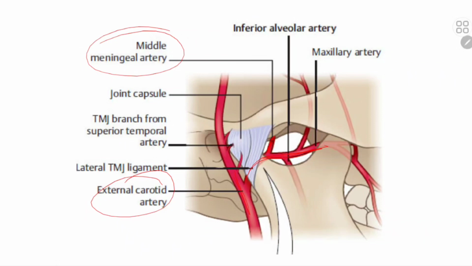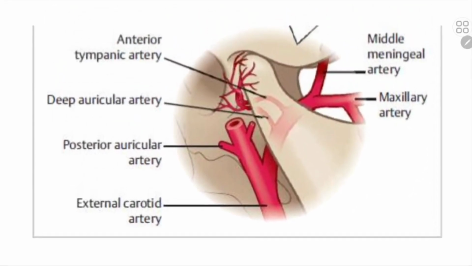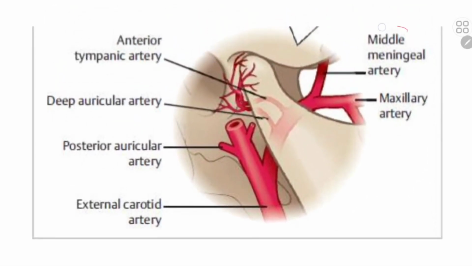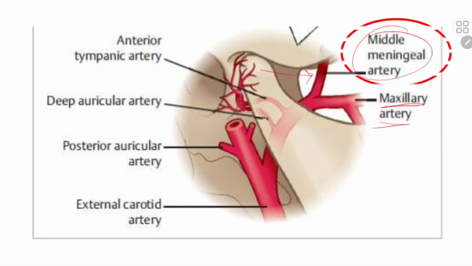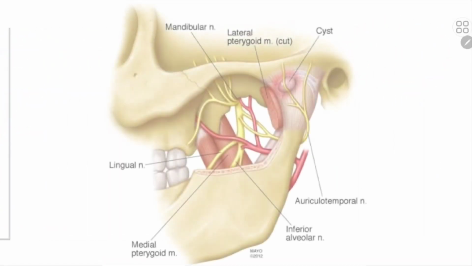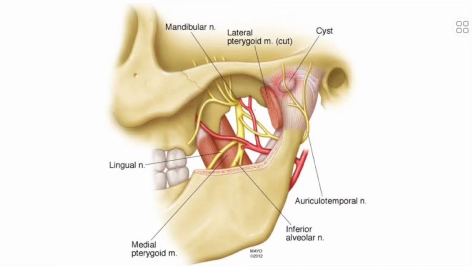Now we are going to clear these ligaments. After clearing the ligament, you can clearly visualize this is the middle meningeal artery, which is a branch of the maxillary artery, which is the only artery present medial to the temporomandibular joint. So this is the middle meningeal artery.